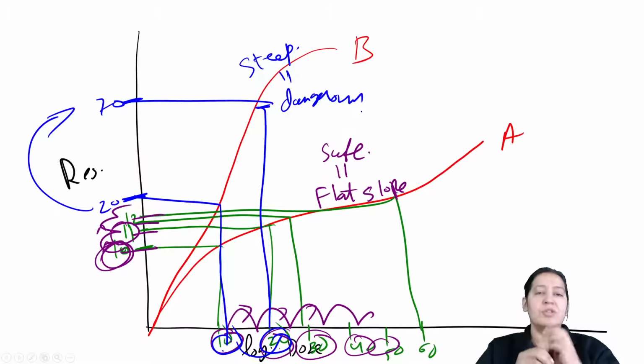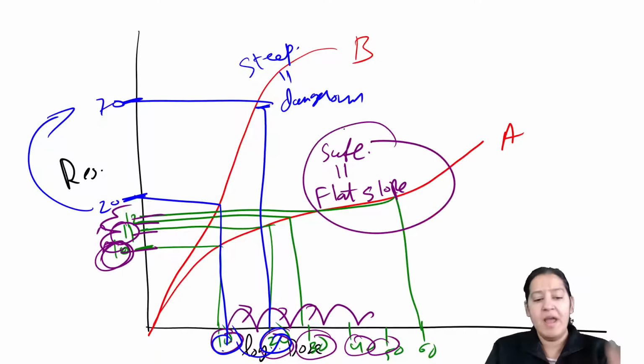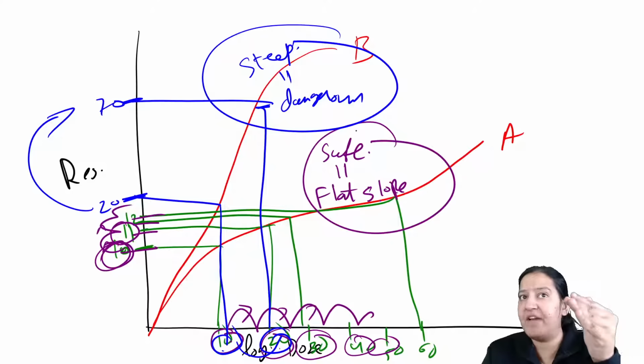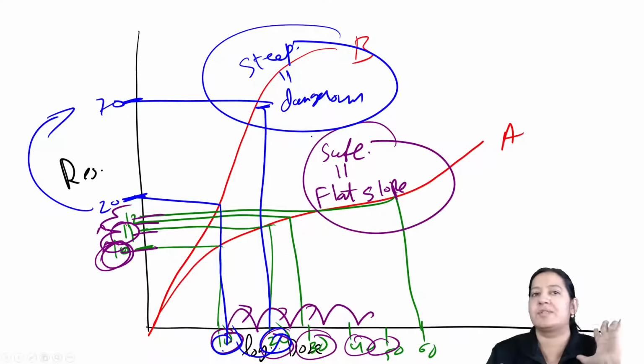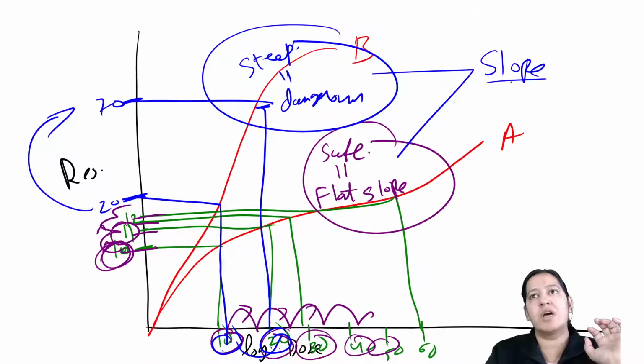Give me a thumbs up. So there are two types of drugs in the world. Some drugs have flat slope and some drugs have steep slope. The drugs which have flat slope are safe and the drugs which have steep slope are dangerous. Give me a thumbs up. So slope-wise, the drugs are of two types. So you always have to consider the slope of the drug for that particular disease.